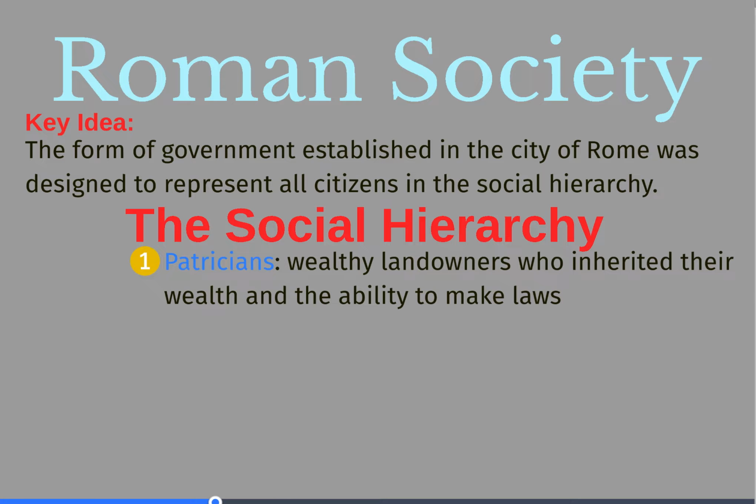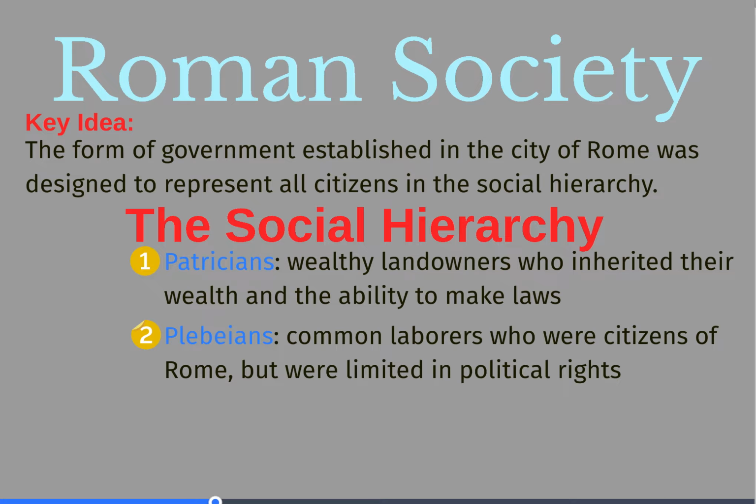These were the wealthy landowners that inherited their wealth and their power, and they were the sole group of citizens with the ability to make laws in the Roman Republic. However, there was a second tier of citizenship, and these people were called plebeians. These are the majority of people in the Roman city-state. They're common people, laborers, small farmers that are citizens, but they are limited in their political rights. And we're going to talk more about that on the next slide.